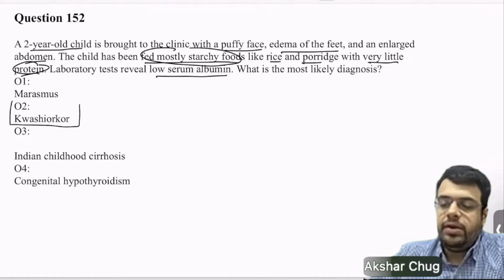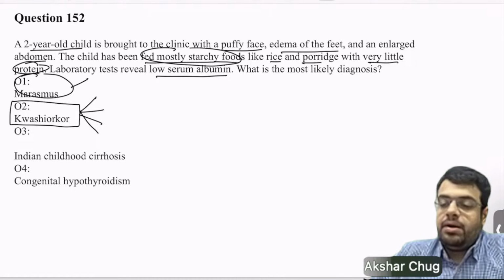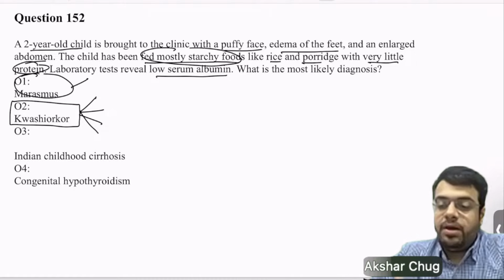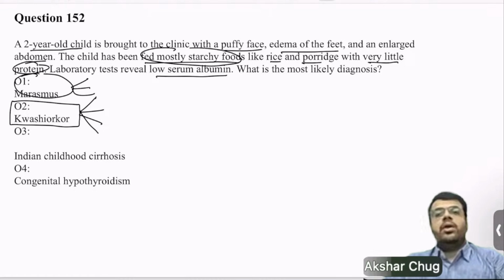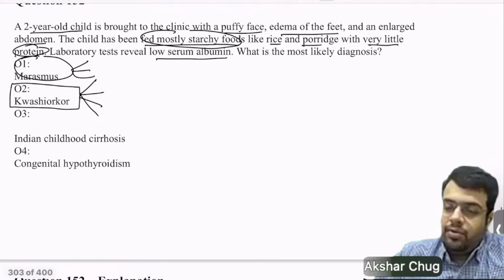In kwashiorkor, we could also see flaky paint dermatosis, flag sign, pot belly, and the appetite would be low. Whereas in case of marasmus, it would be voracious appetite. The appearance would be baggy pant appearance. The face would be simian facies or the face of an older person. So these are the differentials.